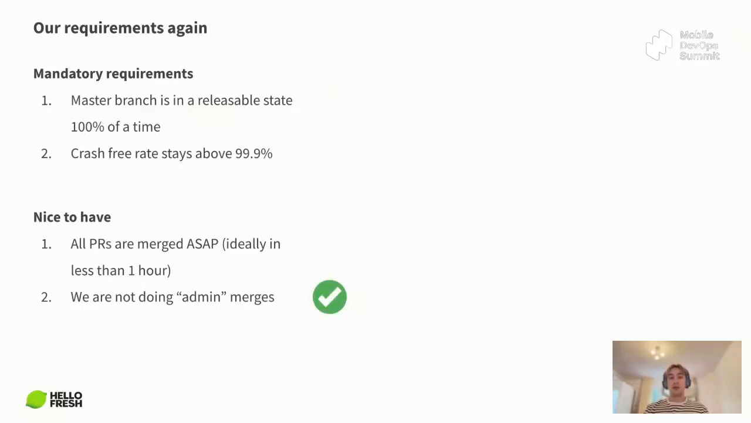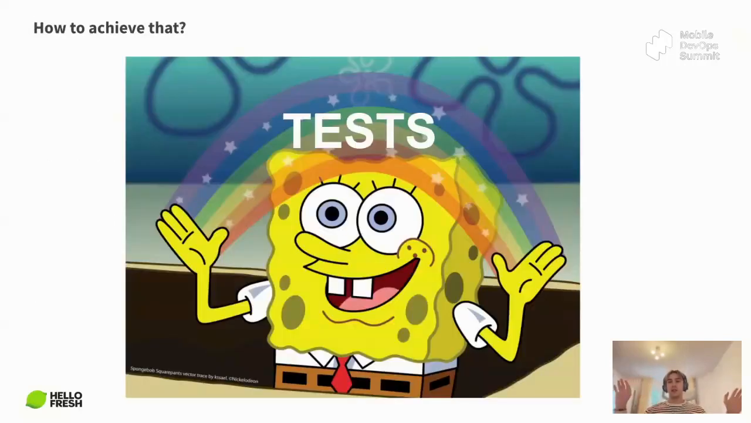So let's go to the next and the most tricky part: how to keep your master branch in a releasable state during the whole process, on an everyday basis, 100% of the time. I have a short answer for you. It's actually really short, literally one word: tests. Tests are what help your app to be stable, to work as expected. And let's talk a little bit more about it.